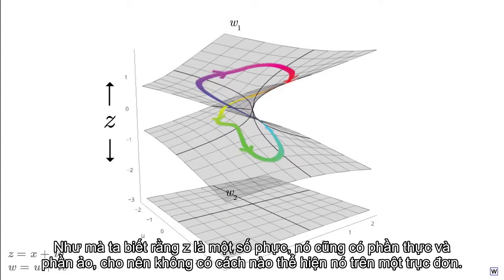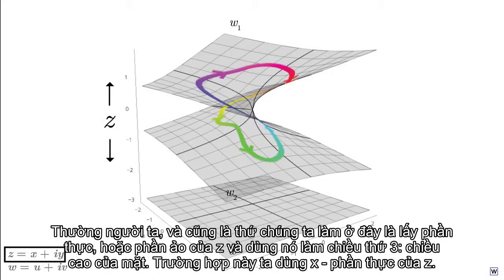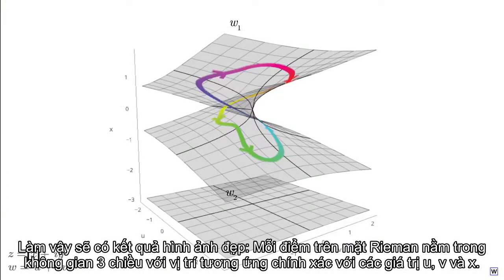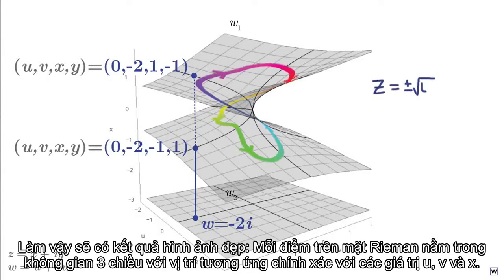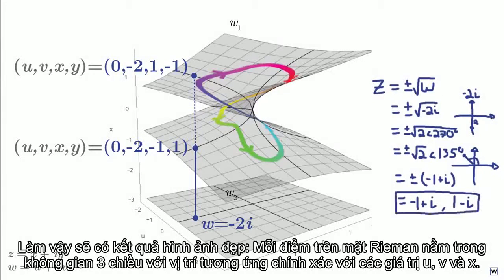But as we know, Z is a complex number. It has both a real and imaginary part, so there's no way to show both of these on a single axis. What's often done when visualizing these surfaces, and what we're going to do here, is simply pick the real or imaginary part of Z, and use this value as the 3rd dimension, the height of our surface. Here we're using X, the real part of Z. Doing this has a nice visual result. Each point on our Riemann surface lives in 3D space at a location corresponding exactly to its U, V, and X values.